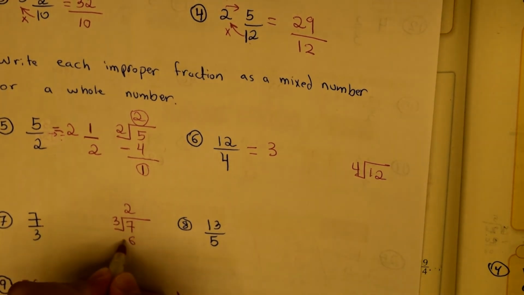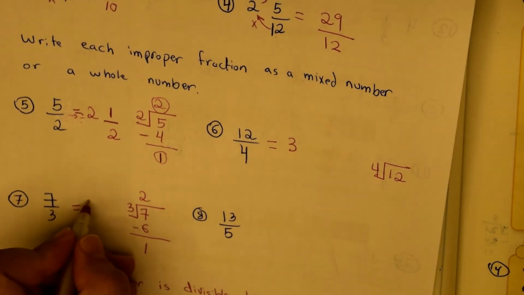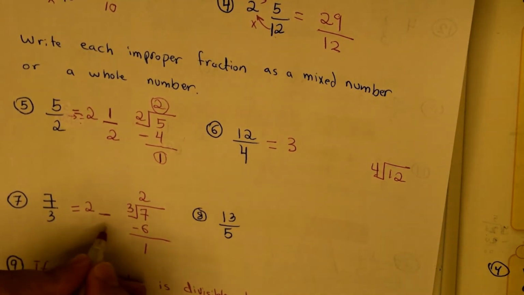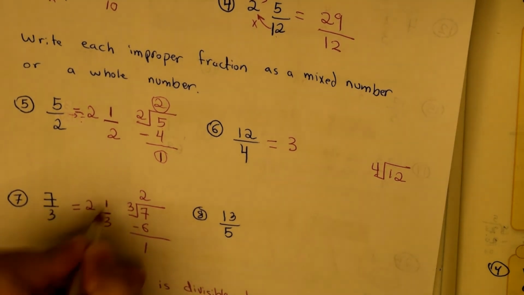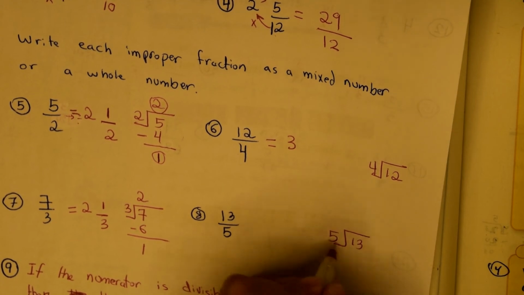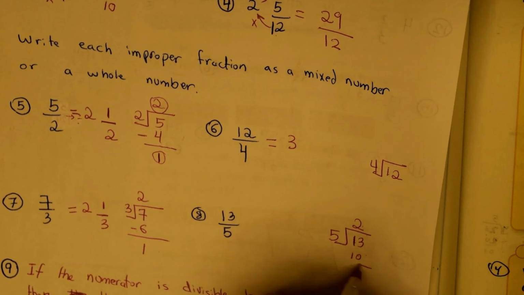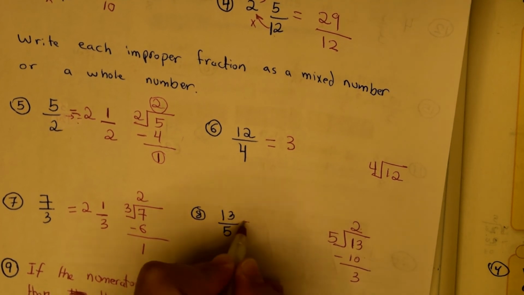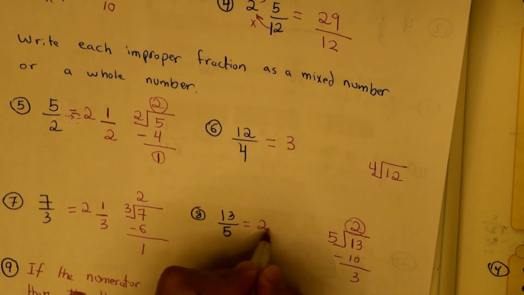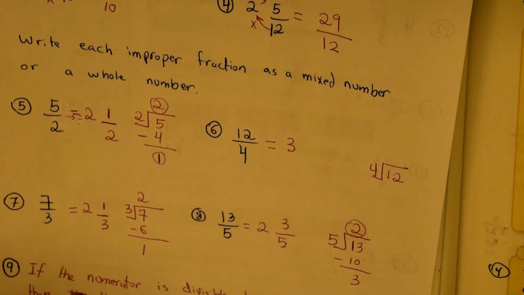2 times 3 equals 6. Subtract, 1. There are no numbers to take down. Then the answer here is 2, and the fraction has the same denominator, and 1 up. Here 13 divided by 5, 2. 2 times 5, 10. This is the answer, 2. And my fraction will be over the same denominator, and I will put the 3 up.